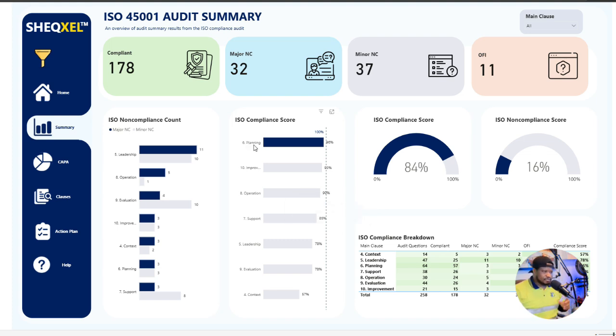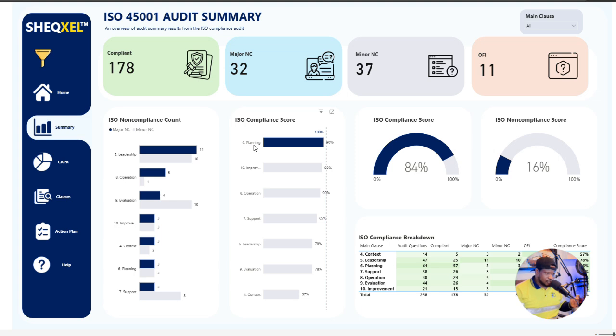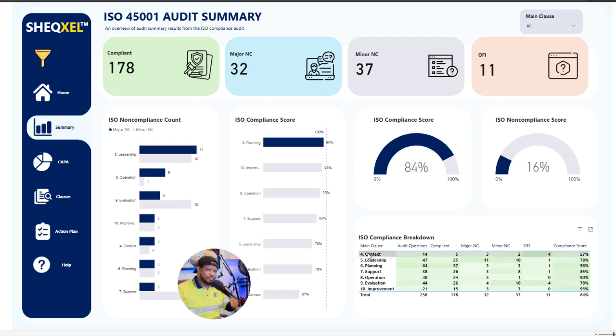So you're counting how many major NC, how many minor NC, and over here is the ISO compliance score. So basically we are tracking the compliance levels for each of the clauses, as you can see. And then over here is the overall compliance score, and here is the overall non-compliance score. Now here we have the ISO compliance breakdown, which is simply the main clauses, the audit questions that were asked, the number of compliant, the number of major, minor, OFI, and the compliance score. So as you can see, it's here as 84%, and that's exactly what is here.